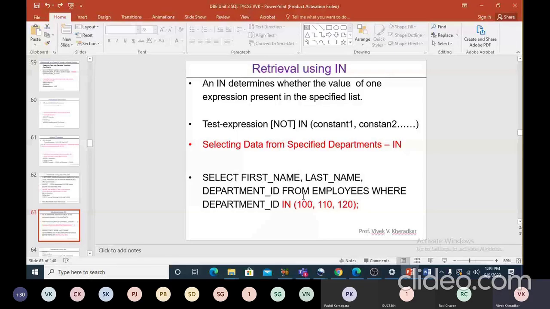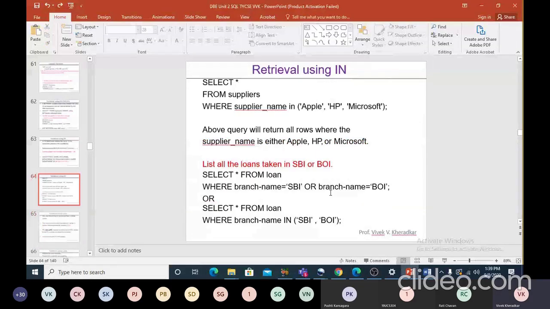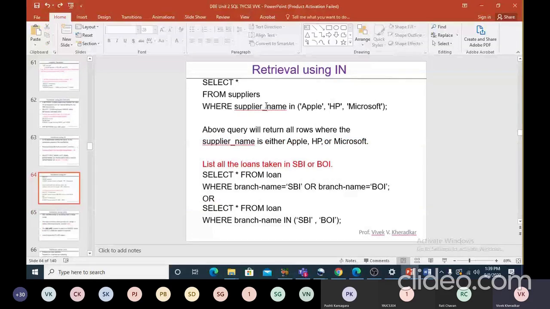Okay, next one more condition. Suppose you want to display the supplier who is either Apple, HP or Microsoft. So instead of using 3 or conditions, use the in operator. So the query is select star from supplier where supplier name in Apple, HP or Microsoft.